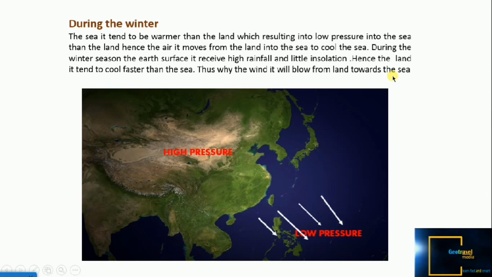As we see, during the winter, the land will be very cool, hence high pressure. But the sea, because it receives insolation very slowly and loses it very slowly, tends to be warm during the winter, hence low pressure. For that case, during the winter, the air will move from the region of high pressure, that is from the land, to the region of low pressure, that is to the sea.